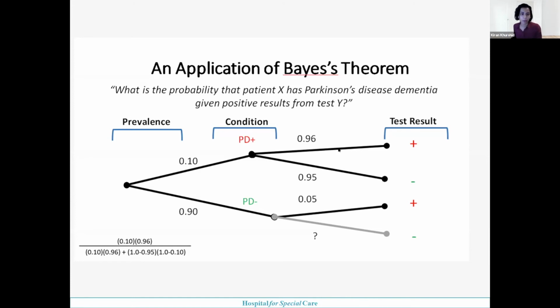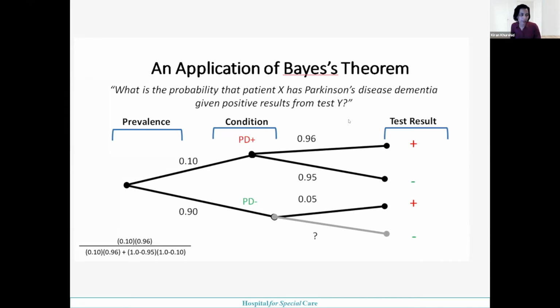So for example, we have 0.96, 0.95, 0.05, and a question mark. Notice that all we really care about is the sensitivity and specificity in those who have the condition. And we only care about those who don't have the condition if they have a false positive. We don't really care about the true negatives. So I think this is a good visual.